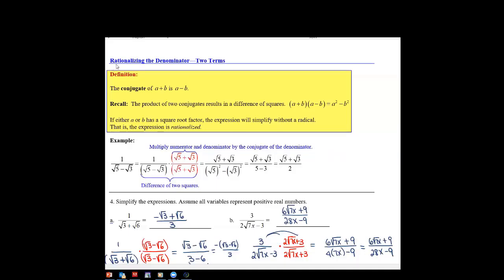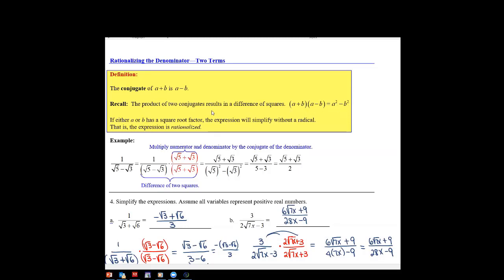Okay, so here we're talking about rationalizing the denominator, and then you need to know the conjugate of a binomial. If I have a plus b, then its conjugate would be a minus b. So when I multiply a plus b by a minus b, that would be the difference of squares. I get a squared minus b squared.